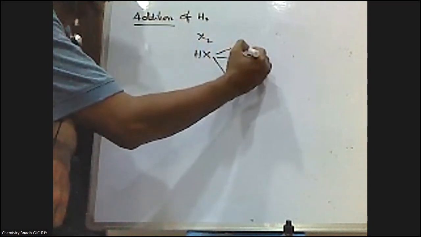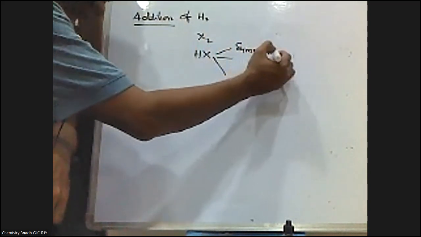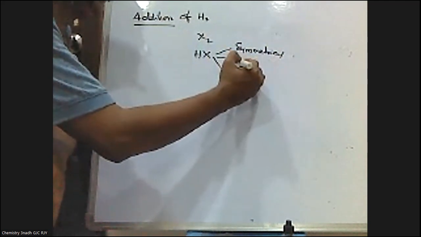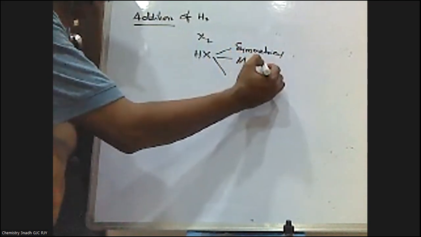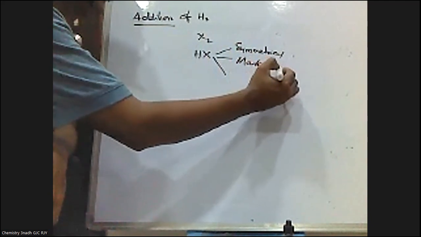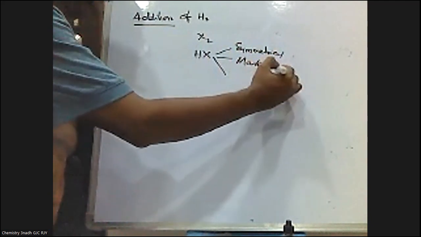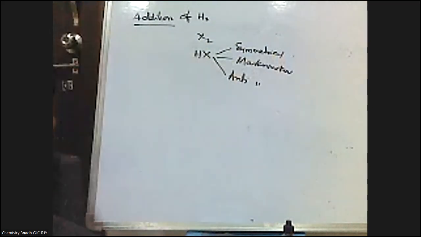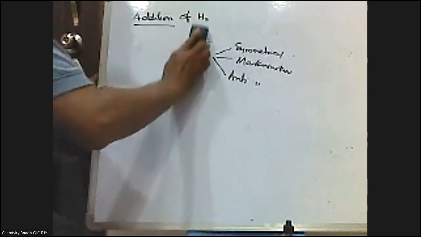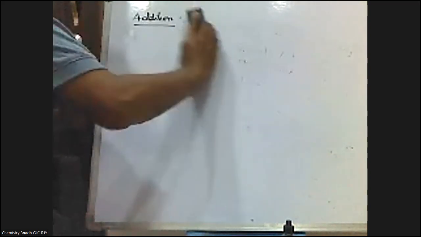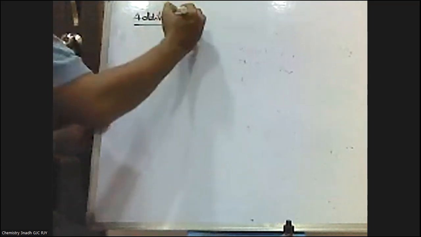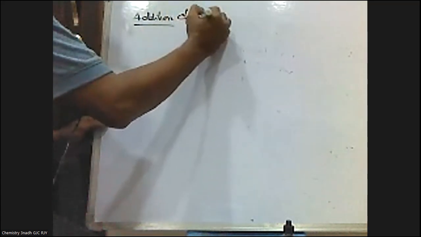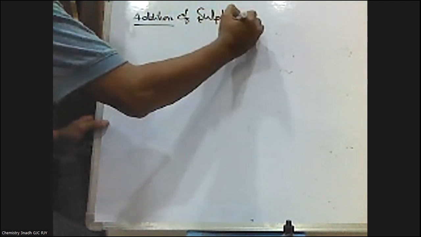One is a symmetrical alkene, then the unsymmetrical case according to the Markovnikov rule, and the third one is according to the anti-Markovnikov rule. So in this video, I am going to discuss some other chemical properties of alkenes. That is, one is addition of sulfuric acid.